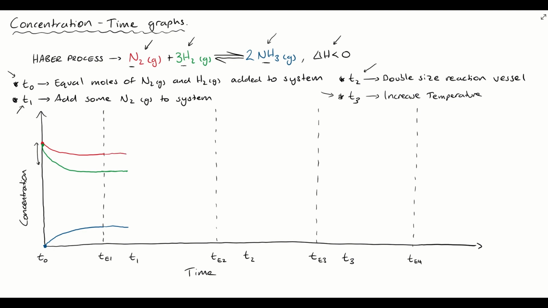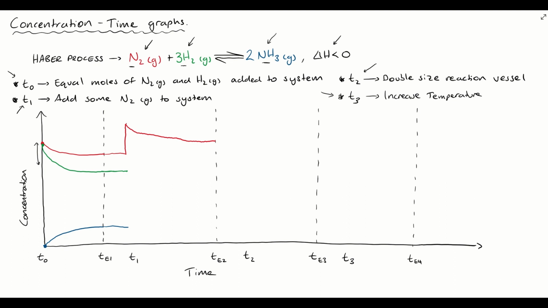And what happens at T1? T1 says that we're going to add some nitrogen gas only to this system. So what's going to happen to the concentration of nitrogen gas? When we add nitrogen gas, this concentration increases very sharply, almost vertically. And then, what's going to happen? Le Chatelier's principle predicts that if we add nitrogen gas, we're going to favour the forward reaction in this case because we want to use that nitrogen gas up. So this nitrogen gas is going to get used up, something like this, until it reaches a new equilibrium.